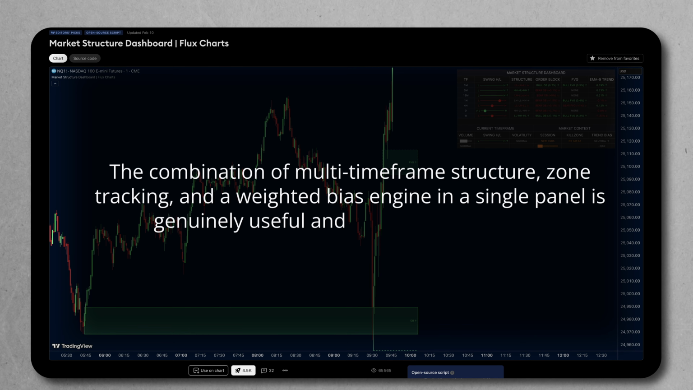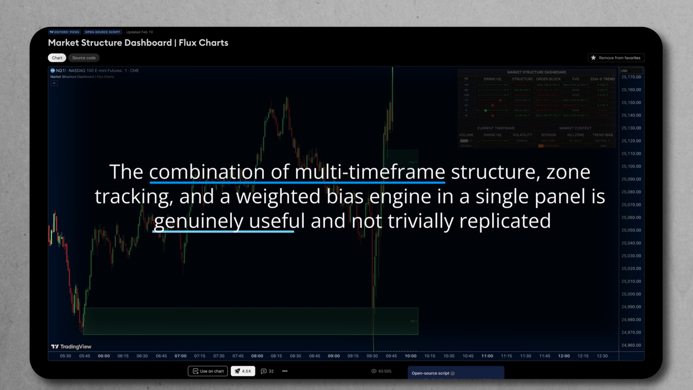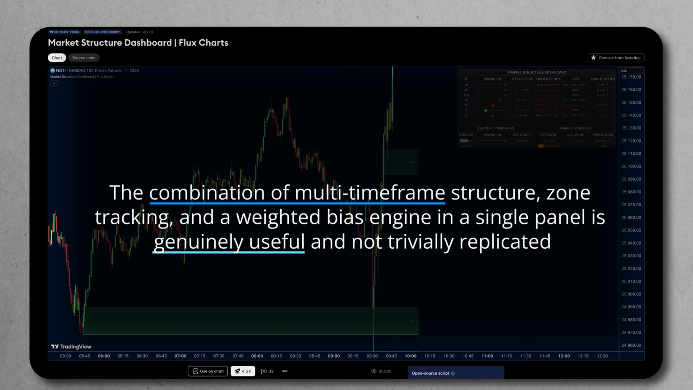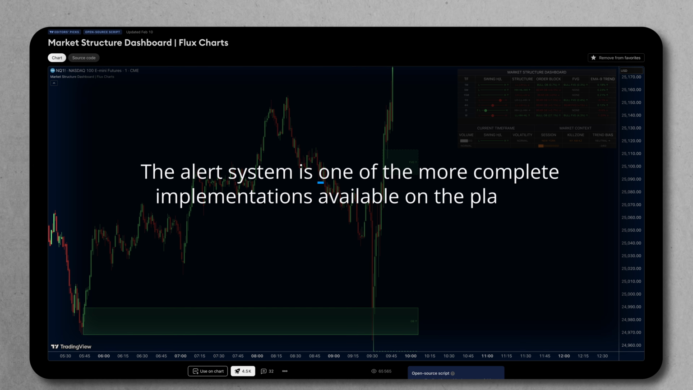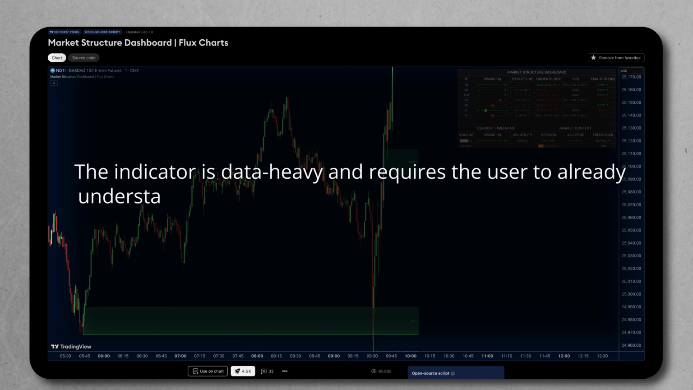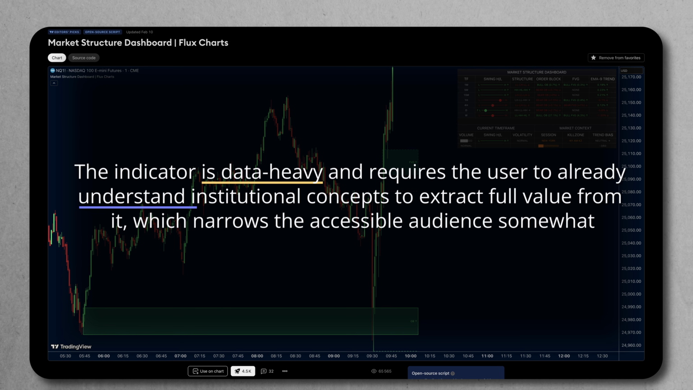The combination of multi-timeframe structure, zone tracking, and a weighted bias engine in a single panel is genuinely useful and not trivially replicated. The alert system is one of the more complete implementations available on the platform. The indicator is data-heavy and requires the user to already understand institutional concepts to extract full value from it, which narrows the accessible audience somewhat.